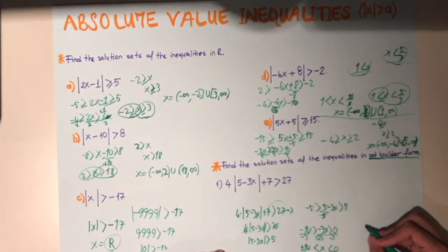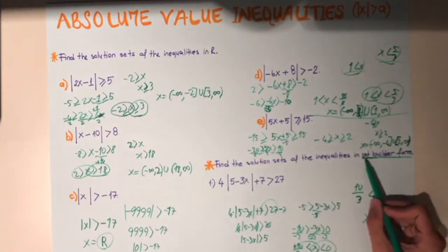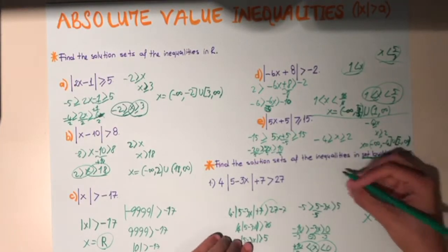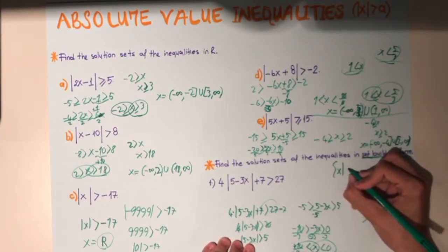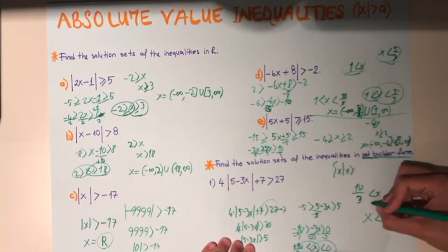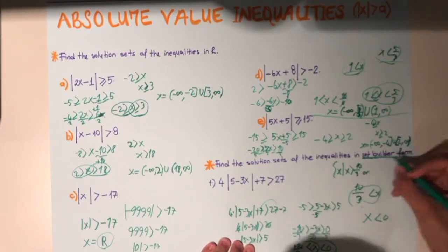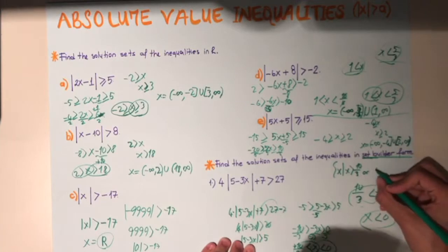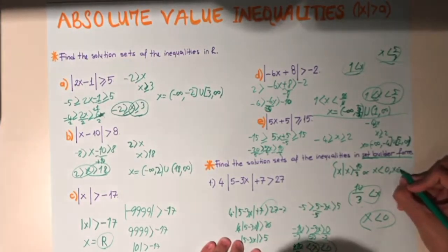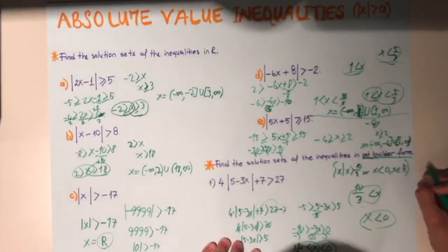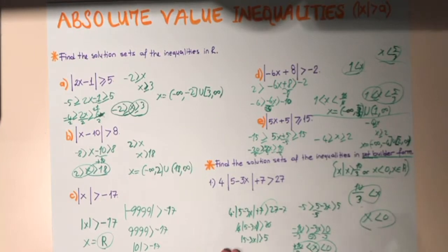And now we're doing the same thing again. Because it's a set builder form, we must write it like this. First of all, we're writing this one, 10 over 3, and now we're writing this one, 0, and then x, real number. Yeah, this is the set builder form of the answer.